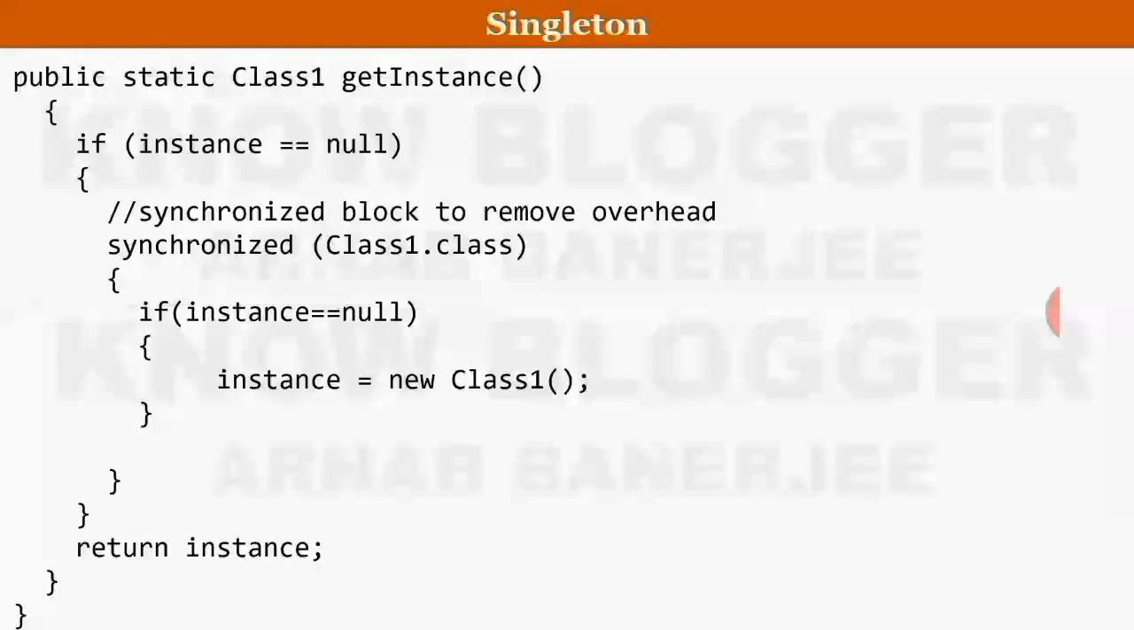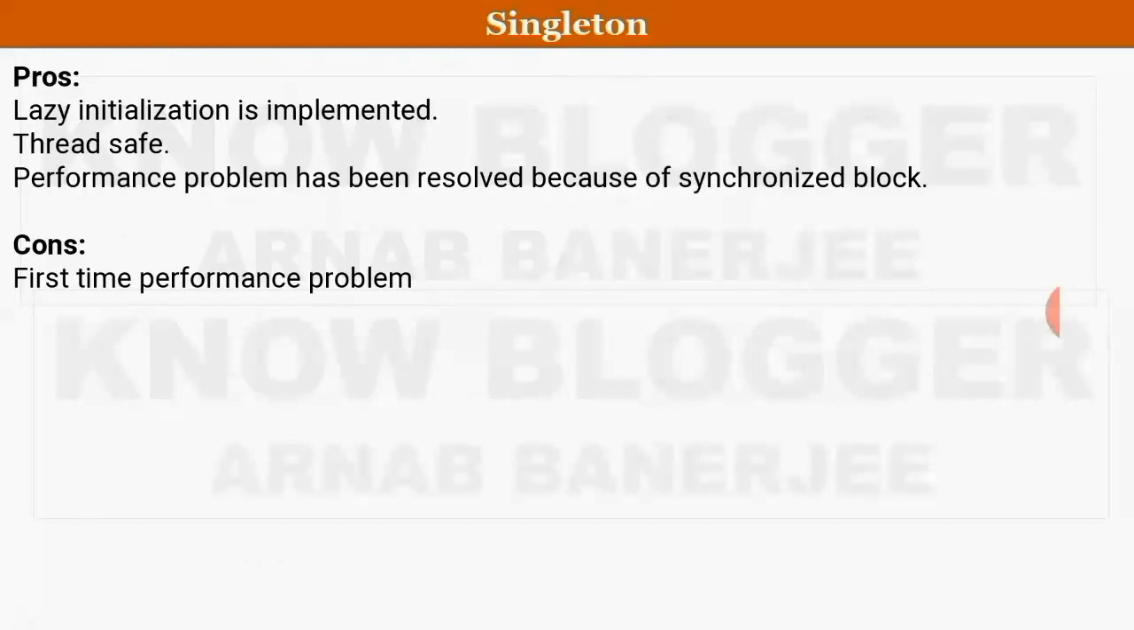But till now we have our disadvantage. What is this? This is nothing but we have the problem of slow performance for the first time, because if the instance is not available, then we are making the particular block as synchronized, and at that time only one thread will be able to get access to the particular block. So for the first time, when the instance is called, the instance will be created, and the performance will be slower.